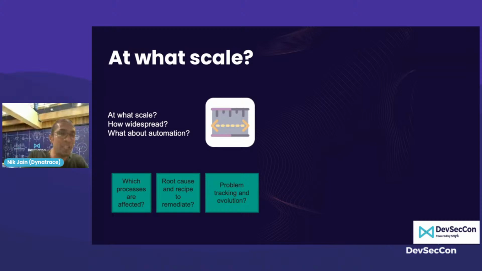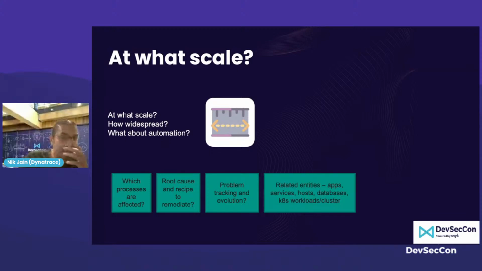And it should be able to pinpoint when that problem was first tracked and how it is evolving as you go. And it should be able to pinpoint all those surrounding ecosystem services that could be exploited or are affected as a result of this vulnerability.